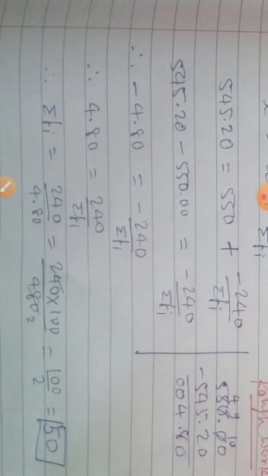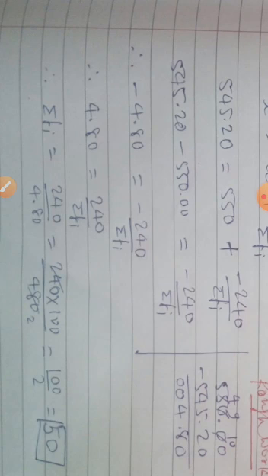Now sigma fi is shifted towards the left side. Why? Because it is in the denominator. Whatever we are going to find must be in the numerator. That's why sigma fi is shifted to the left side, so it goes in the numerator, because it is in division. So now 4.80 comes in the denominator in place of sigma fi. So 240 upon 4.80.